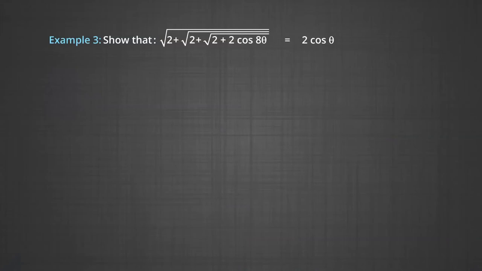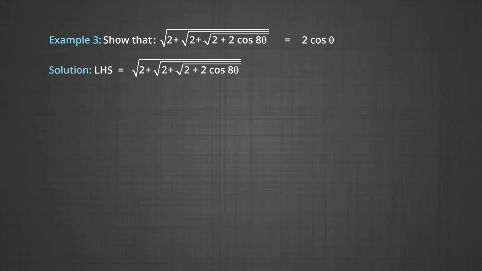In example 3, we will see the multiple use of our half angles. Let us begin with the left hand side. Left hand side of this question is under root of 2 plus under root of 2 plus under root of 2 plus 2 cos of 8 theta. Now, from the first under root, we take out 2 common and we are left with 1 plus cos of 8 theta. So, our left hand side becomes under root of 2 plus under root of 2 plus under root of 2 into (1 plus cos 8 theta).